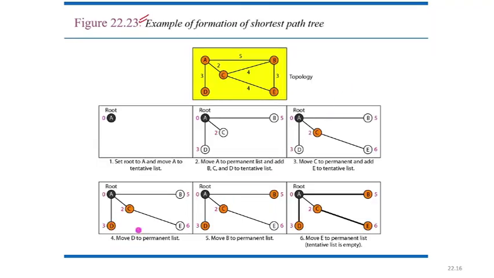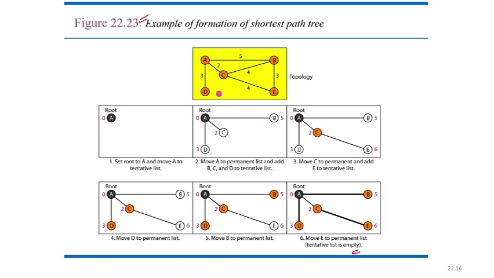Then again, here move D. Because C was moved to the permanent list, out of that, here 5 is the distance, here 3 is the distance, and 6 is the distance here. In that case this is the minimum one, so D will be moved to the permanent list. After D, 5 is the shortest one among them, with 6 for E and 6 plus 2, that is 8, as the distance. So B will be moved to the permanent list, and finally E will be moved to the permanent list and the tentative list is empty. Now the algorithm will stop. So this is the basic idea of how we can find it.